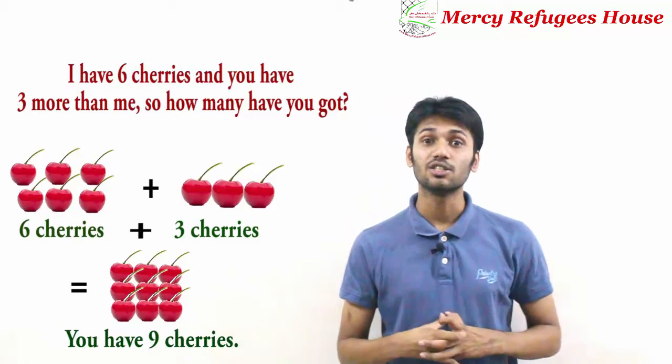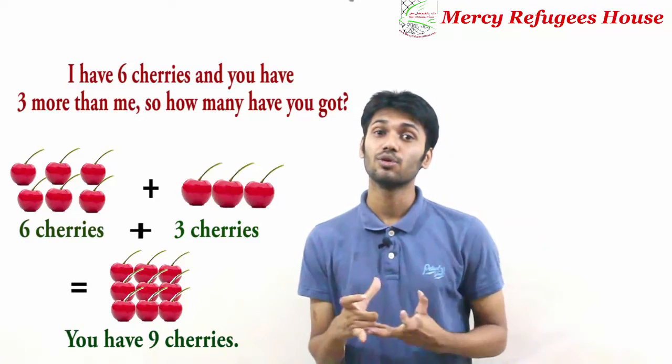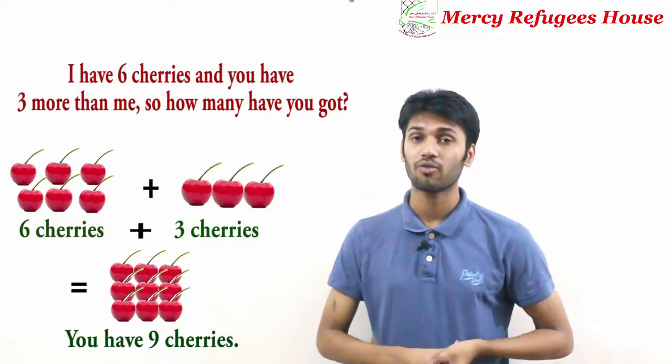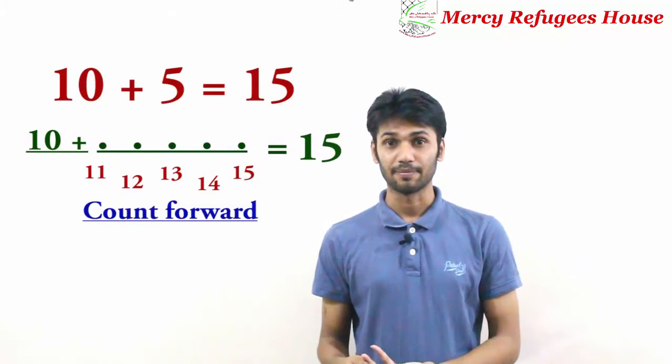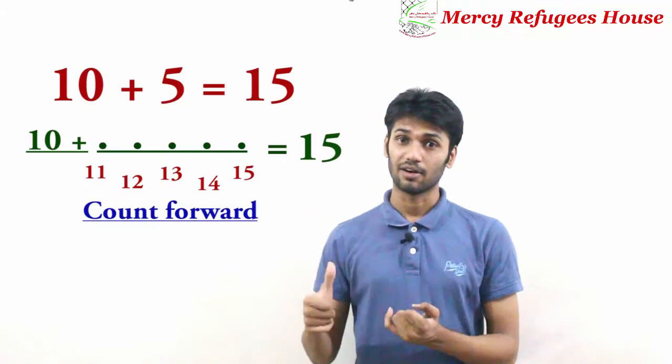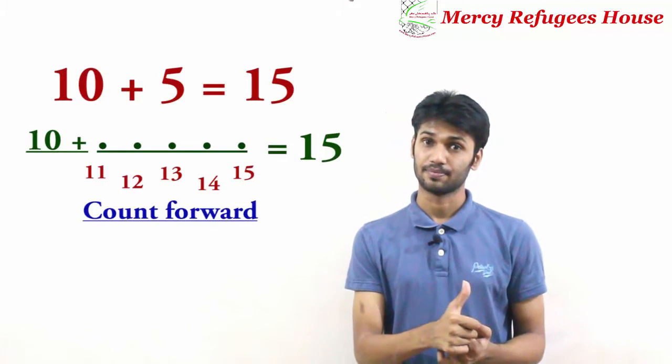Now this is how you teach them. They should be able to understand the basics of addition. That means whenever you are asking them to add something, they should count forward using the base number. For example, 10 plus 5 equals 15. How? 10, 11, 12, 13, 14, 15. Go to the next section.